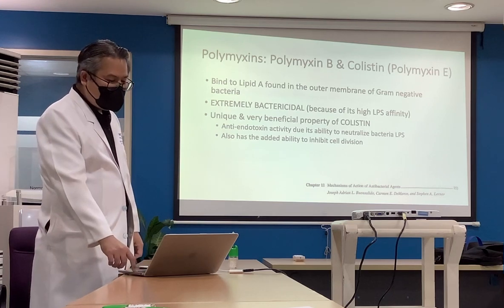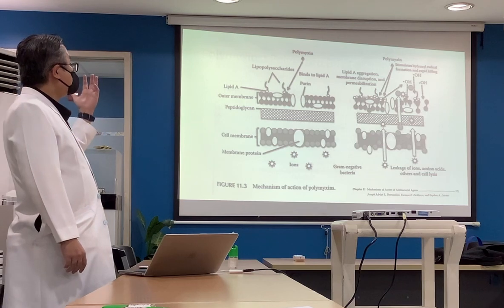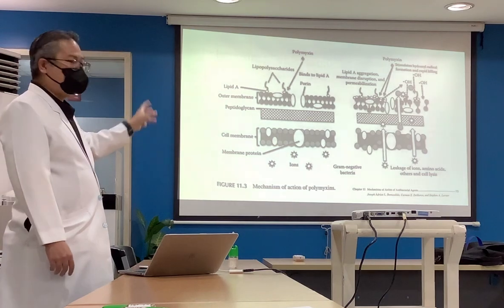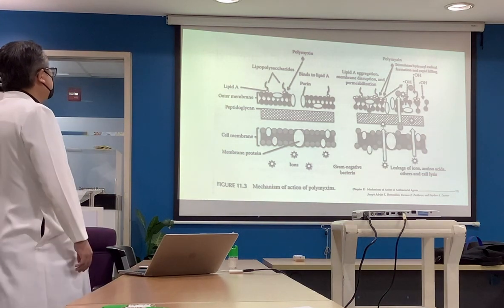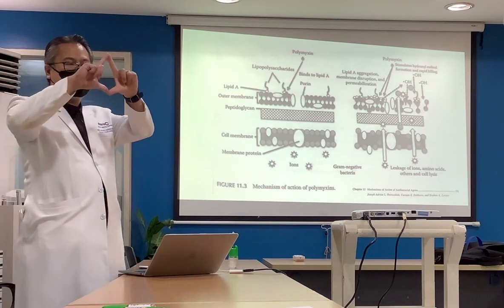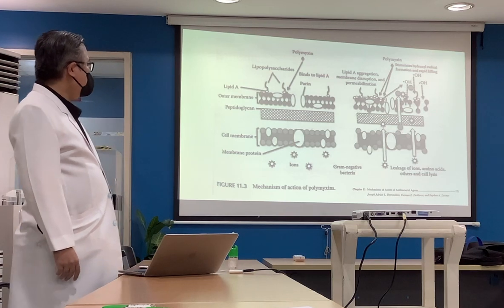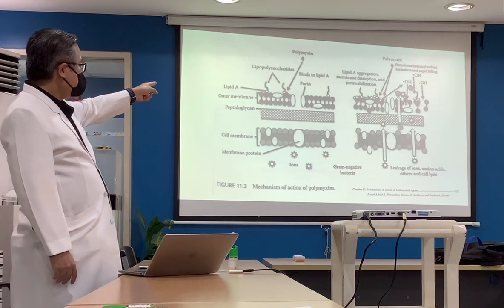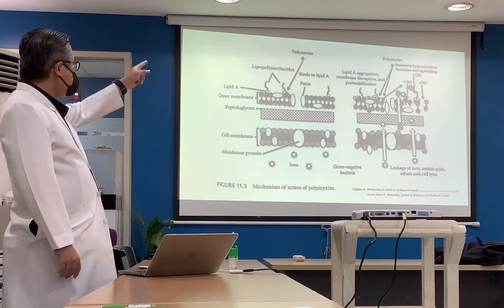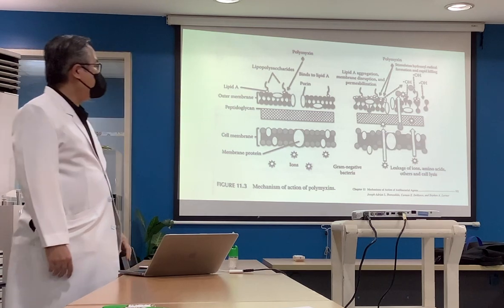Okay? So this is another one that I made. I hope you can see it. Here on your left is the normal appearance of a gram-negative. And you see there polymyxin on top. I made it into a diamond. And it attaches to lipid A. Lipid A is there with the lipopolysaccharide on top of it. What happens when polymyxin attaches to lipid A? And that's what happens on your right.